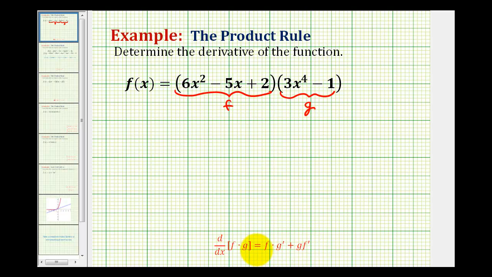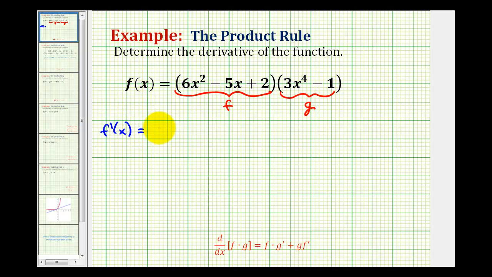Or we can say the derivative is equal to the first function times the derivative of the second function plus the second function times the derivative of the first function. So let's apply the product rule to determine this derivative.